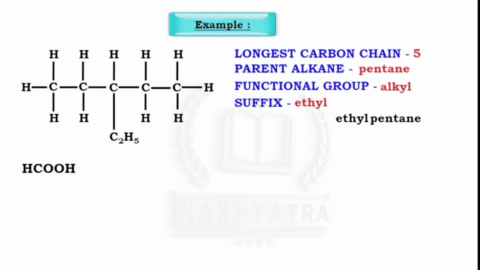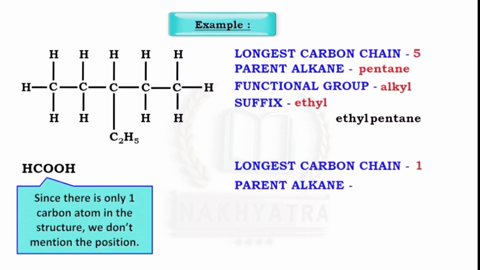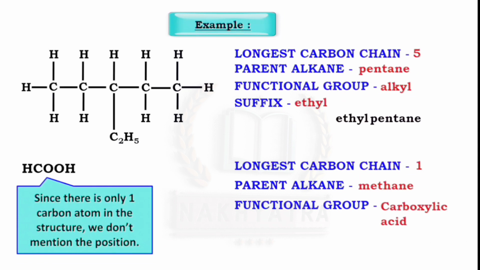See the last example. Since there is only one carbon atom in the structure, we don't mention the position. So the longest carbon chain here is 1, and the parent alkane is methane. The functional group present here is carboxylic acid, so the suffix is oic acid.